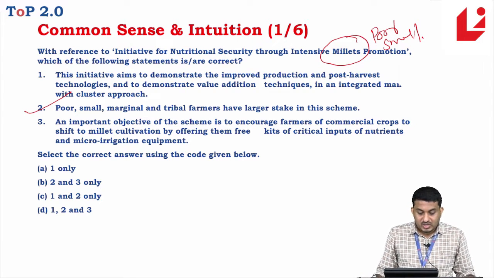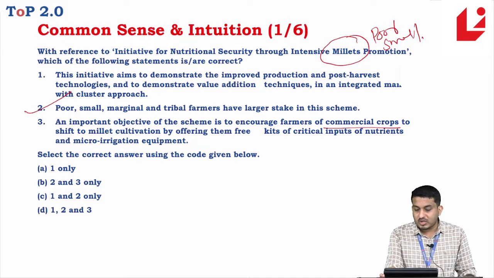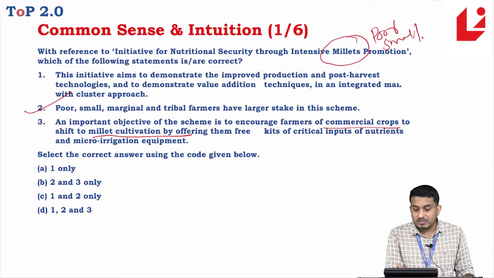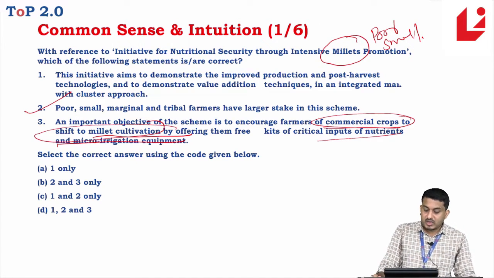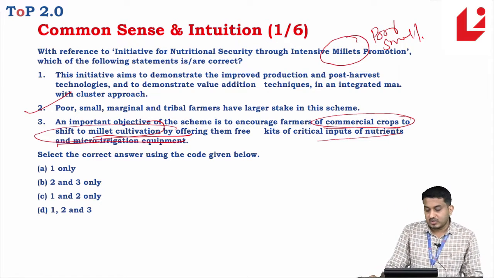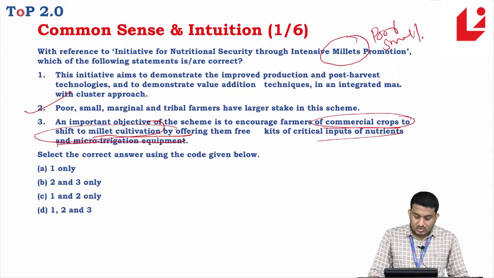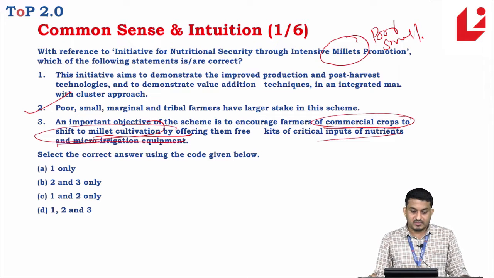Now you read statement 3. An important objective of the scheme is to encourage farmers of commercial crops to shift to millet cultivation by offering them free kits of critical inputs of nutrients and micro irrigation equipments. So commercial crops to millet cultivation. Apply your common sense here. Commercial crops, you know that they bring more profit to the farmer who grows them. So there is no rationale in encouraging the farmer to shift from commercial crop to millet cultivation.